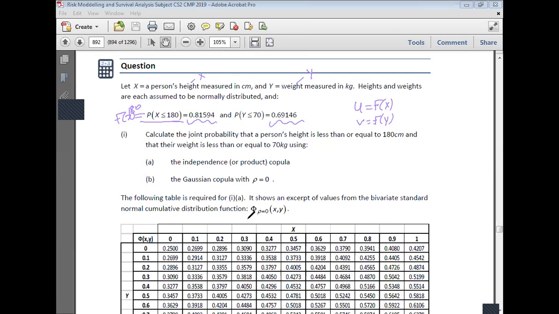And now if you want to figure out the joint probability using an independent copula, what is my formula for independent copula? Just u times v. So it's just going to be multiplication of this guy and that guy. Easy, right?